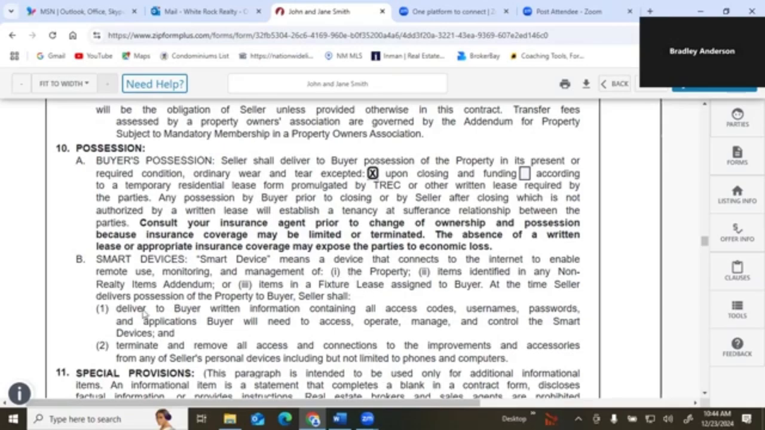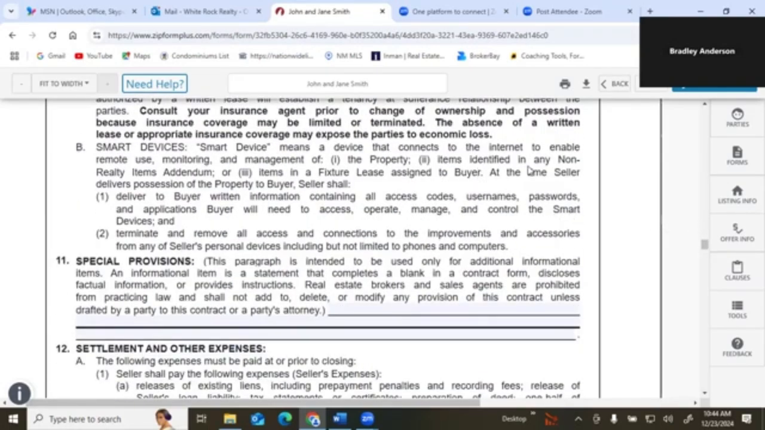And then it goes on to break out the possession of smart devices, because that's the world that we live in. Seller shall deliver to buyer possession of the property in its present or required condition, ordinary wear and tear excepted, in our case, upon closing and funding. Smart devices. Smart devices means a device that connects to the internet to enable remote use, monitoring, and management of the property, items identified in non-realty items addendum, items maybe in a fixture lease, that Ring doorbell.